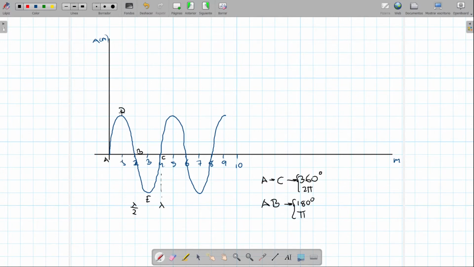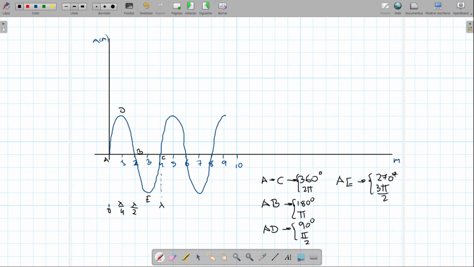And if we consider from A to D, that's 90 degrees, as this is lambda quarters, that's the wavelength divided by 4, and that's pi halves, okay? And if we consider the last one, which is from point A to point E, that's pi halves, pi, 3 pi halves. So 3 pi halves, or 90, 180, 270.